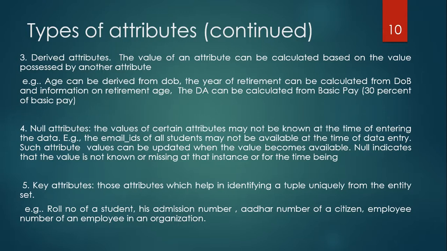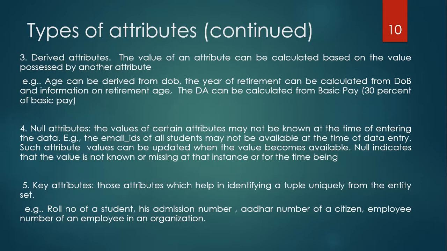The values of certain attributes may not be known at the time of entering the data. The email IDs of all students may not be available at the time of data entry. Such attribute values can be updated when the value becomes available. Null indicates that the value is not known. At that instance, the value is not known or missing. That data is missing for the time being. So in such situations, we will enter the data as null.